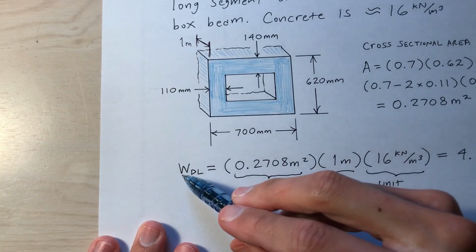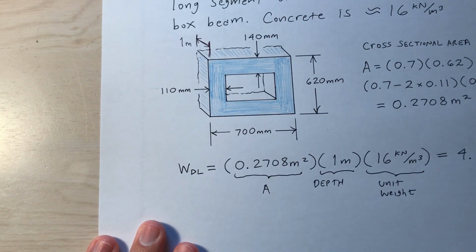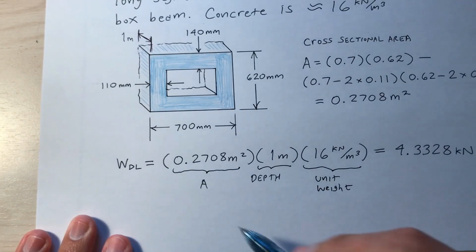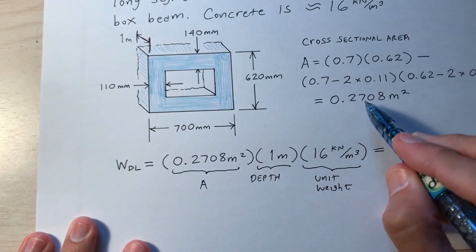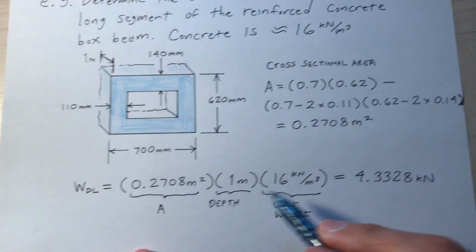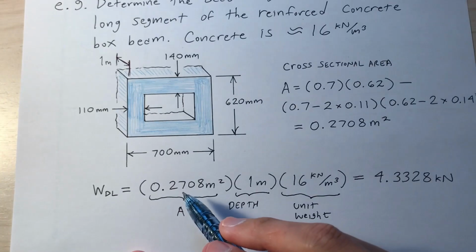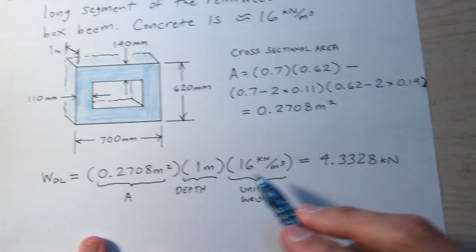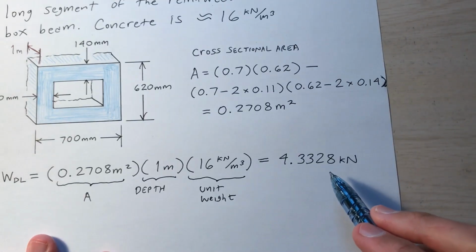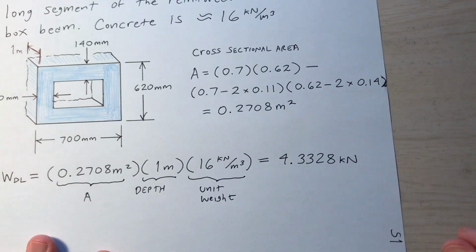Okay, so we usually use W to represent a distributed load. DL, the subscript DL, means dead load. In this case, it means the dead load of the concrete beam along its length. So that'll be the cross-sectional area that I just calculated, times the depth, 1 meter in and out of the page, times the unit weight of concrete, 16 kilonewtons per cubic meter. When I multiply the cross-sectional area by the depth by the unit weight, I get 4.3328 kilonewtons. And again, a kilonewton is about 225 pounds, so you can do the math if you want to know what that is in terms of pounds.